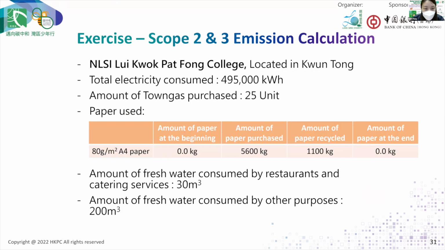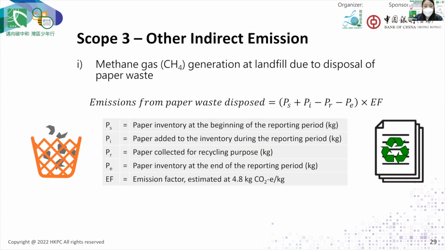And then for the paper use, it is similar. We can plug the amounts from the paper into the equation I list here. That's the inventory at the beginning of the reporting period, plus the inventory that you add to the paper during the reporting period, and then deduct the amount that we recycle or remain at the end of the reporting period, so that we can multiply the amount by the emission factor, 4.8 kilogram CO2e equivalent per kg.